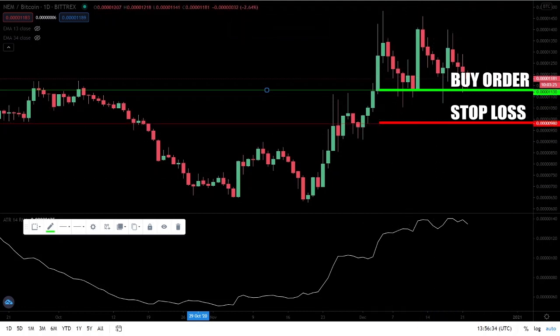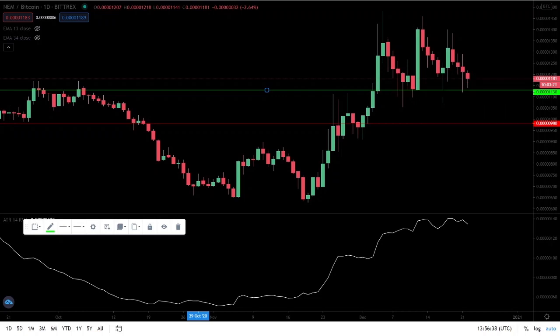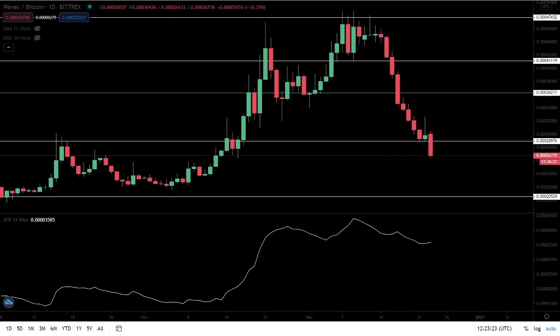Let's do a third example, and this time we will short the market. Here we are looking at waves versus Bitcoin on the daily chart. And let's say we want to take advantage of this bearish momentum and short a position. The first thing we need to do is to look where the price is reacting. I would probably say over here, and we can clearly see that the bears are in control of the price.